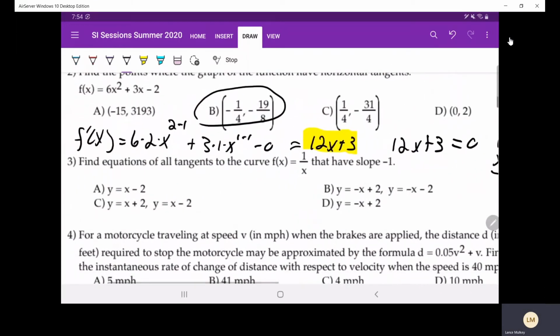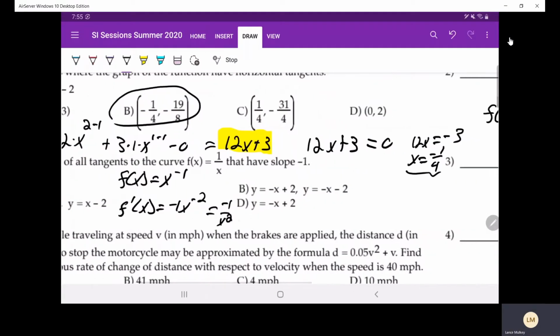Now we find the equation of all the tangents of the curve f of x equals 1 over x that have a slope of -1. So take the derivative. First off, you can use the quotient rule, but it doesn't really make it fast. Y'all already knew what the derivative is: f of x equals x to the -1, f prime of x equals -1 times x to the -2, which equals -1 over x squared. So we want to find the equations of all the tangents that have a slope of -1, so you set this equal to -1.